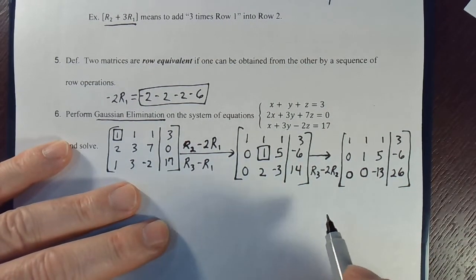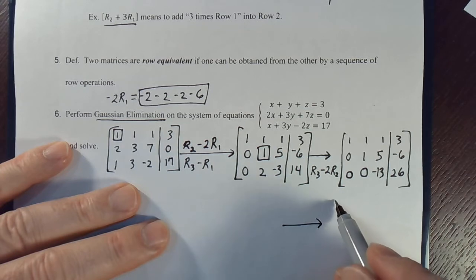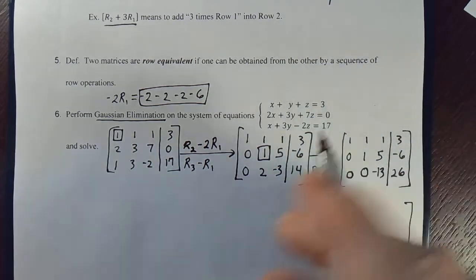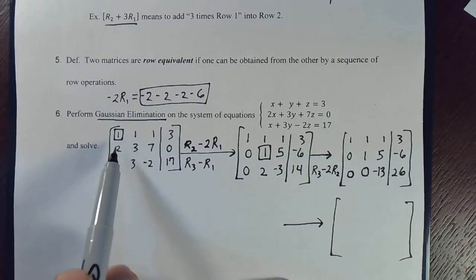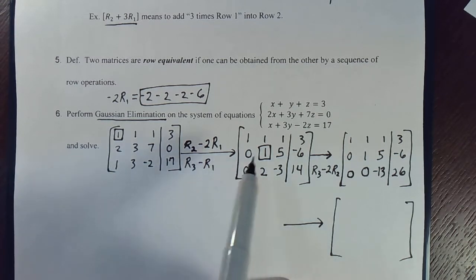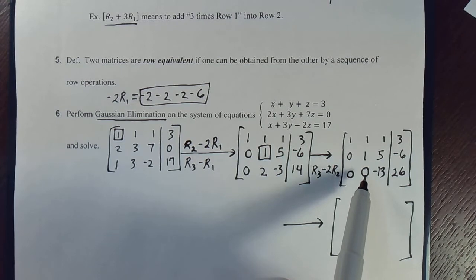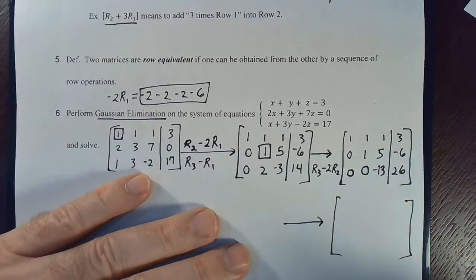So I'm going to maybe make it right here, right below this one. So we create, let's go back to the beginning for a sec. We got this one, we got zeros below it right here. Then we got this to be a 1, and we got zeros below it. So what's the next thing we do? We're going down the diagonal. This negative 13 needs to become a 1. So how do you do that?